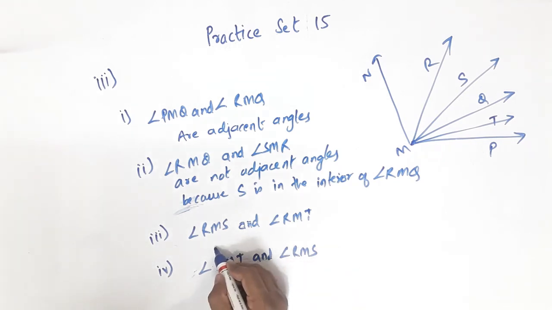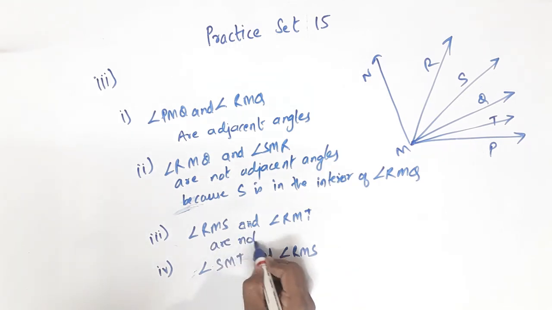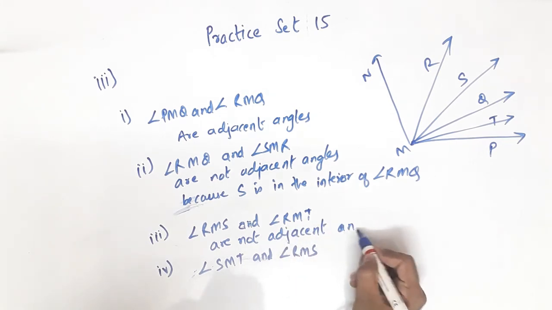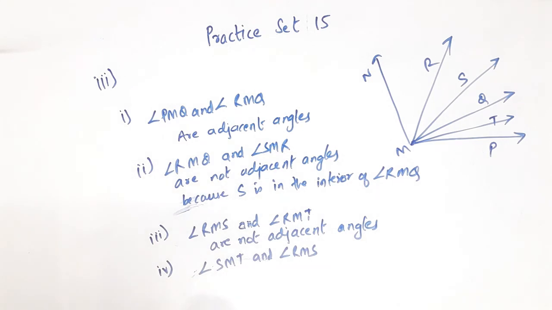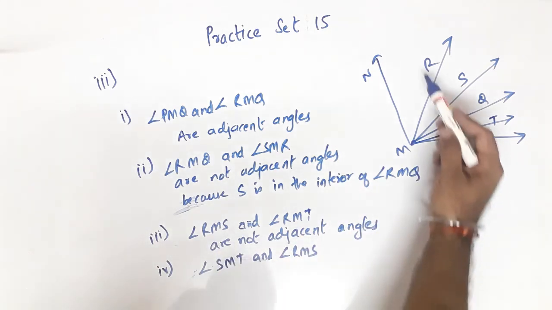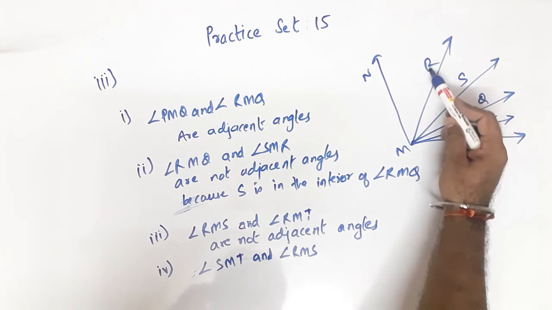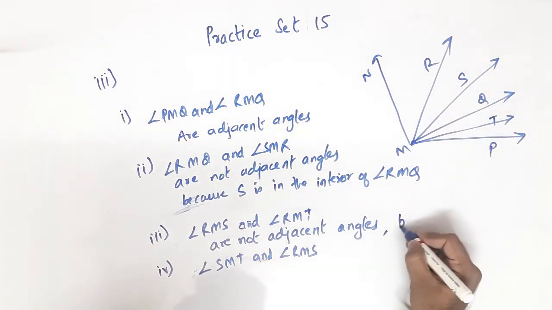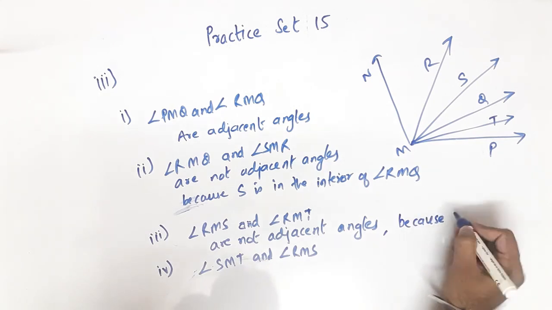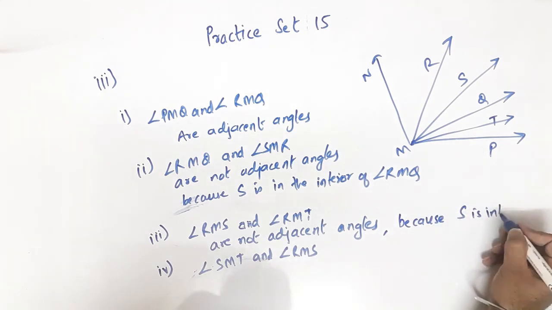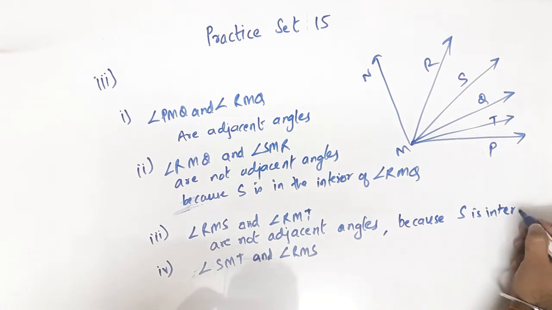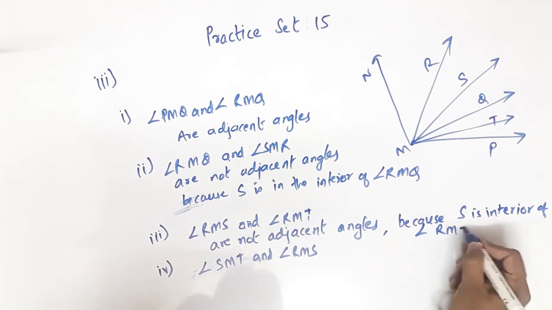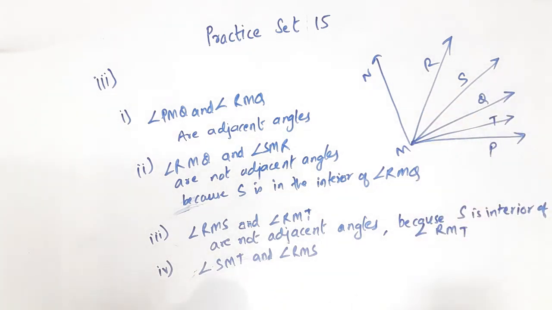Okay, let us come to second one, angle RMS and angle RMT. Okay, they are also not adjacent angles. Okay, they are not adjacent angles. Why? Because RMS you can see it is here and RMT you can see it is here. Okay, here also I'll write because S is in the interior of angle RMT. Okay, you can see this.